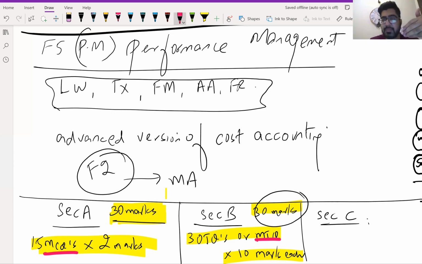MTQ is a big case, half a page maybe, and then small requirements of 2 marks, 5 requirements, so 10 marks each. Whereas an MCQ is not a case study, it's just a 2-3 line scenario, and then you're asked the answer.